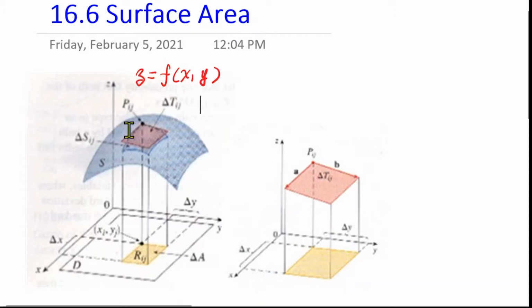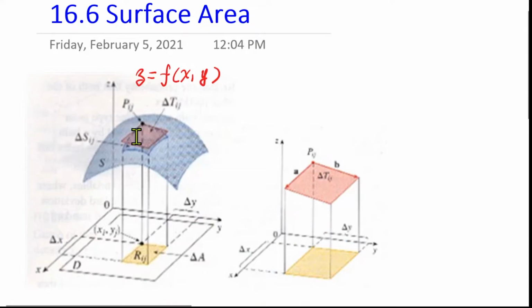Now, say we cut a tiny little area out, and we are going to call that dS. So if we take a little tiny rectangular cookie cutter and cut that surface, whatever little window it makes is our dS.